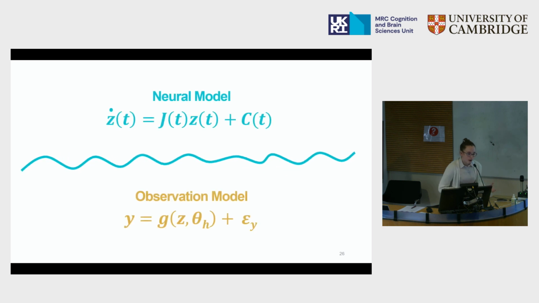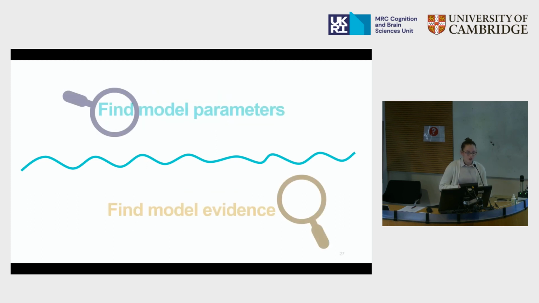And with these two models, the model of what our system is doing and how we get from our data down in that system to the data we get at our sensors, we're then able to do two things. The first thing is that we can identify our model parameters. In this case, that might be the strength of connections between neuronal populations or between brain regions. And we can calculate our model evidence.